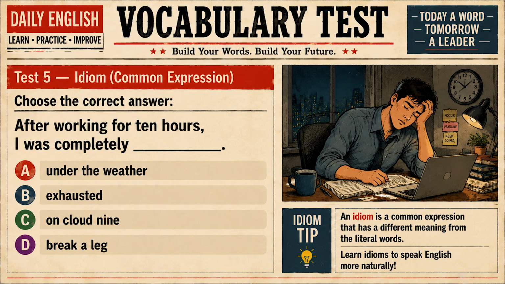This time we're going to practice idioms and common expressions. Idioms are phrases that have a special meaning, different from the individual words. Learning idioms will help you understand everyday English conversations more easily. Look at the sentence. After working for 10 hours, I was completely... Which answer is correct? I was completely under the weather. I was completely exhausted. I was completely on cloud 9. Or I was completely break a leg. Take a few seconds and choose your answer.